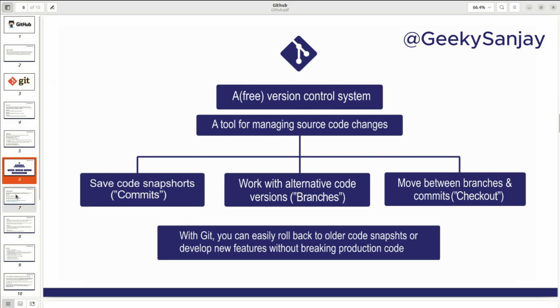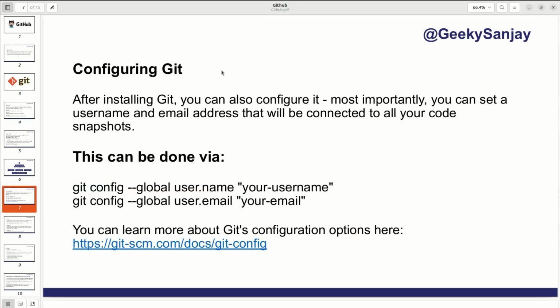Next we'll go on to configure Git. After installing Git, you can also configure it. Most importantly, you can set a username and email address that will be connected to all your code snapshots. This can be done via git config --global user.name, your username, and git config --global user.email, your email. You can learn more about Git's configuration options here.